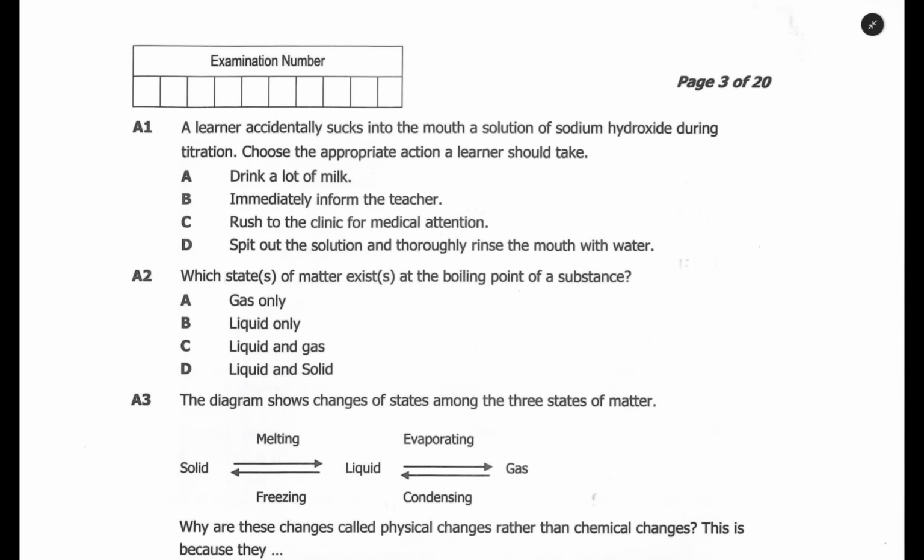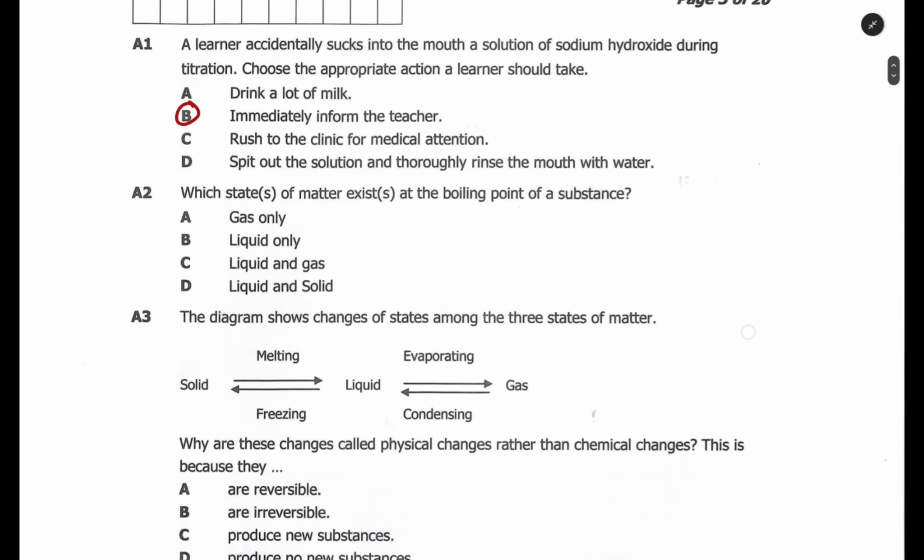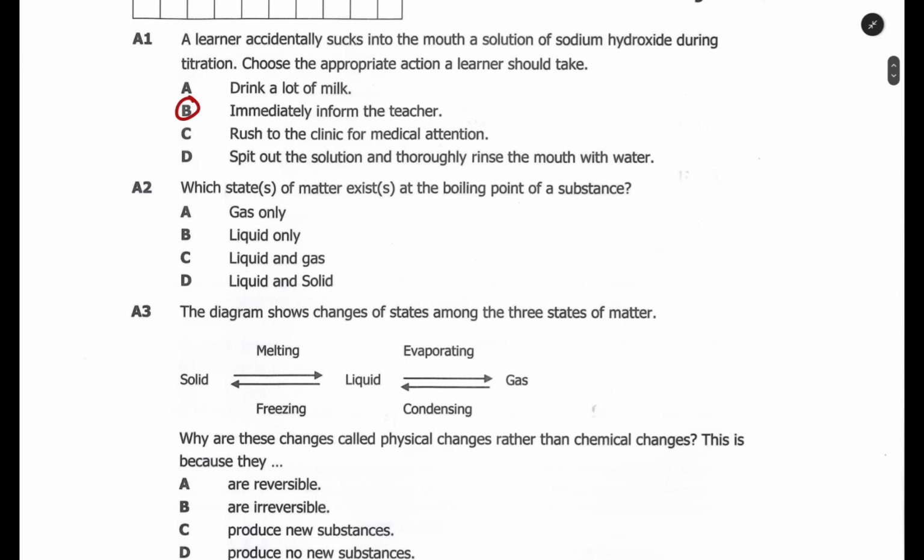The first question was: Elena accidentally sucks into the mouth a solution of sodium hydroxide during titration. Choose the appropriate action Elena should take. This is coming from laboratory safety rules. The appropriate action the learner should take is to immediately inform the teacher. The teacher would know the first aid to administer. So immediately inform the what? The teacher.